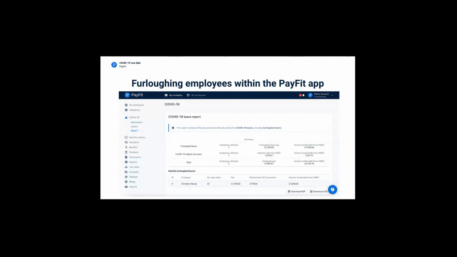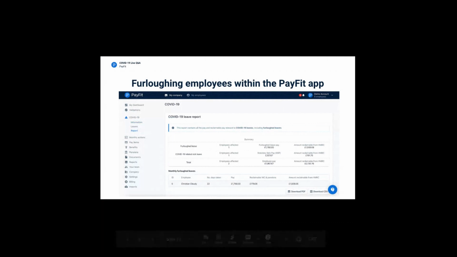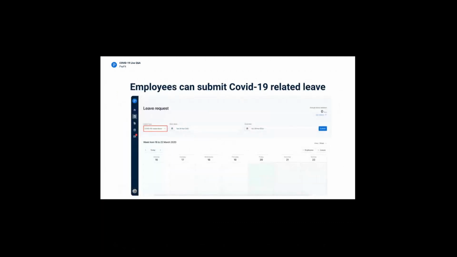In addition to this, we have also released our COVID-19 related SSP feature, in which SSP is payable from day one for COVID-19 related absences. With this, we've also provided a report so that employers with fewer than 250 employees will know how much they can reclaim from the HMRC per employee for the statutory sick pay.